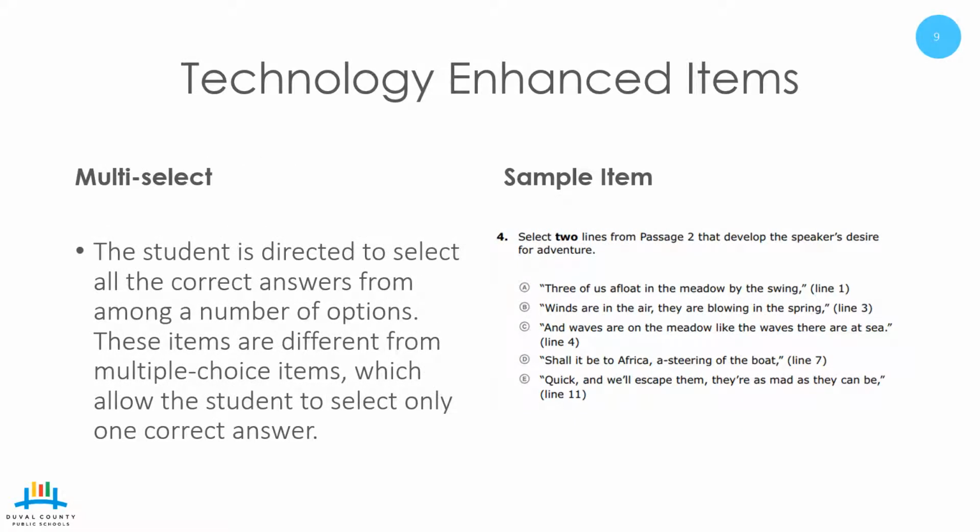It should be noted that multi-select items can be on both the paper-based and the online-based version of the FSA reading assessment. For multi-select, the student is directed to select all of the correct answers from among a number of options. The question stem will always indicate to your child how many answer choices they should select. Oftentimes, these answer choices are going to be direct textual evidence, but other times they can be analysis, inferences, or statements.